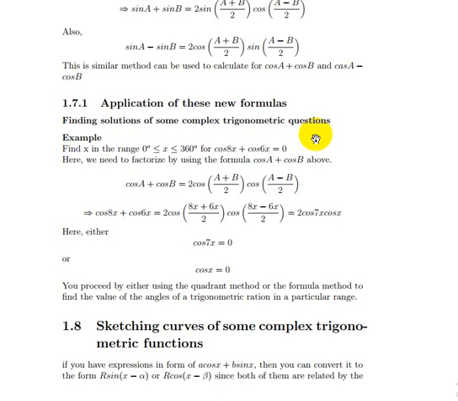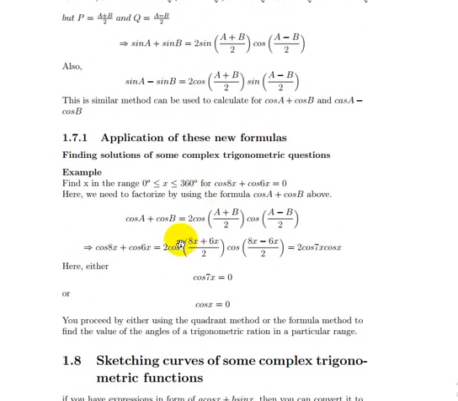That one was easy. Now let's say you are given this question: calculate cos 8x plus cos 6x equals 0 in the range 0 degrees less than or equal to x less than or equal to 360 degrees. So what do you need to do here? What I'm going to do is use this method above in order to factorize.